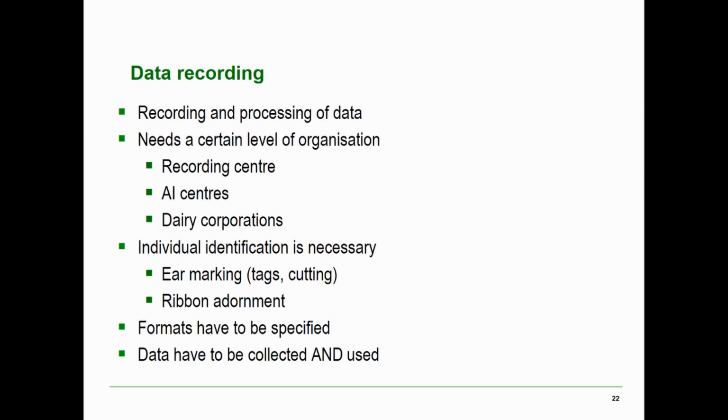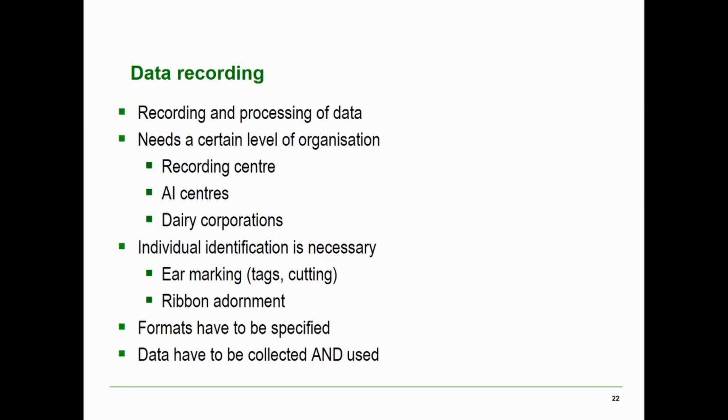This also needs a certain organizational framework, so we need animal recording in the field, but then with recording centers, if there are AI centers or dairy corporations that deal with the records themselves. If we leave this to individuals, then of course we might face a situation where the delivery of the records is not continuous and there are some gaps in the recording, which is then a problem in terms of assessing the breeding program itself.